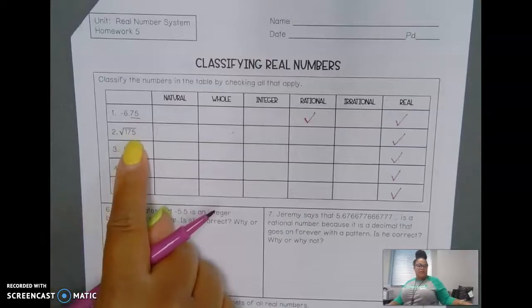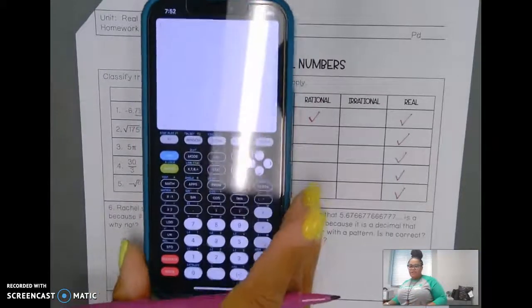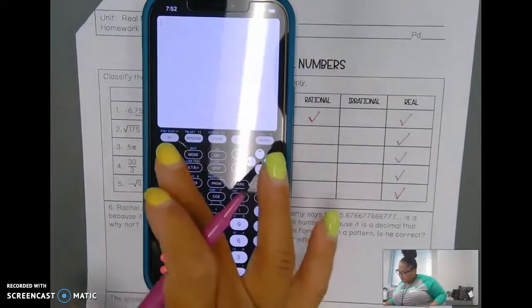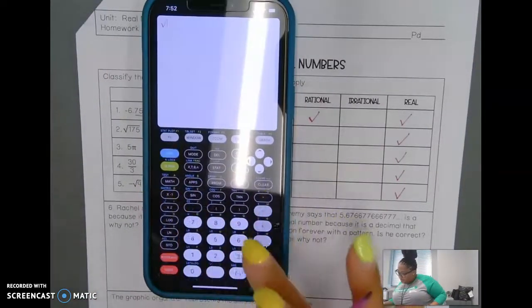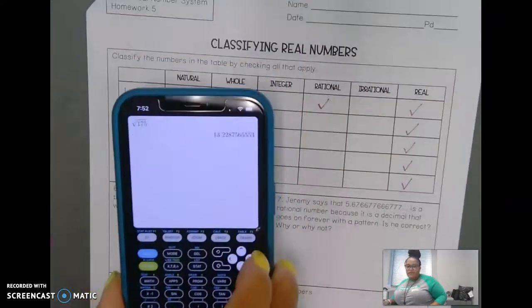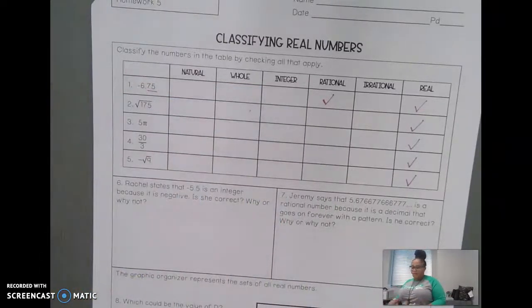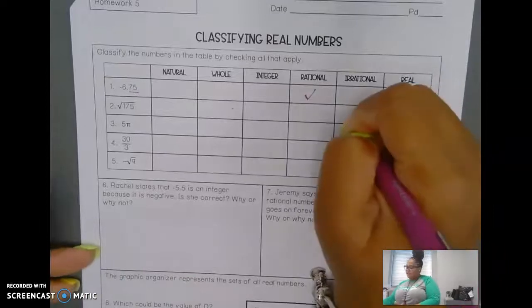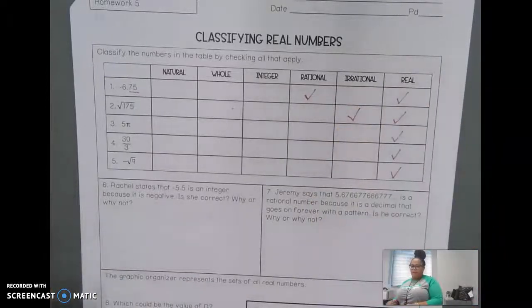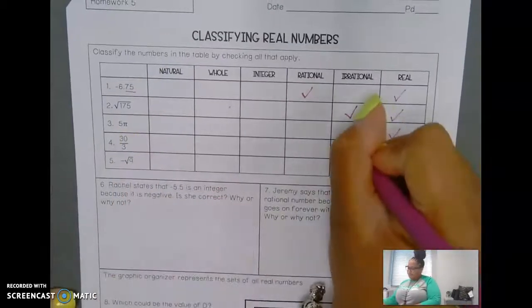All right, then I have the square root of 175. With my calculator, I would double check just to make sure that it's not a perfect square. I would do second square root of 175 equals, that's 13.2287 and so on. That is not a perfect square, so that number is irrational. Then 5 pi. Any number with pi is irrational.